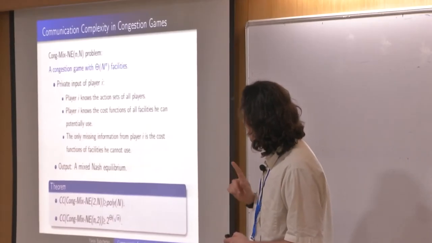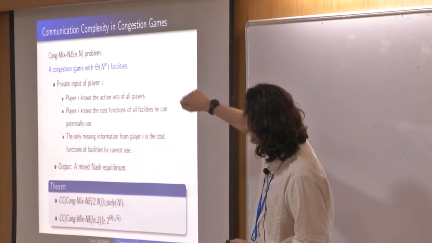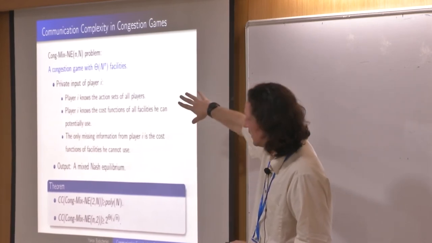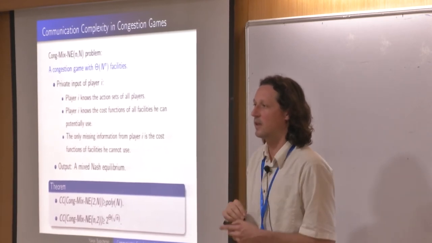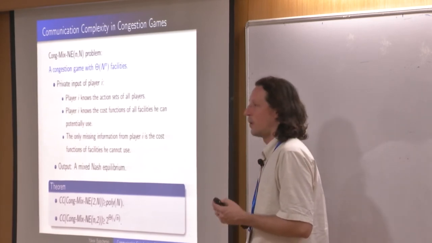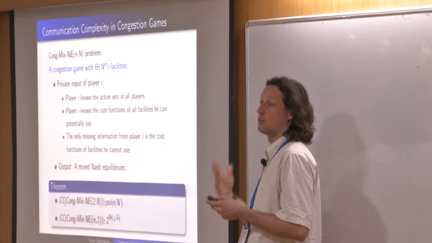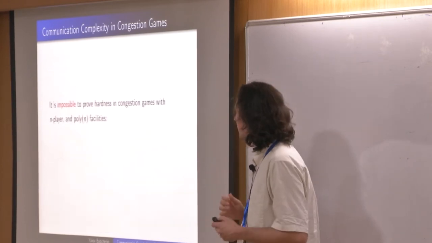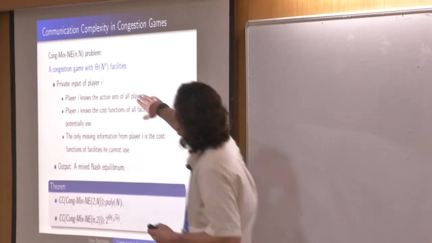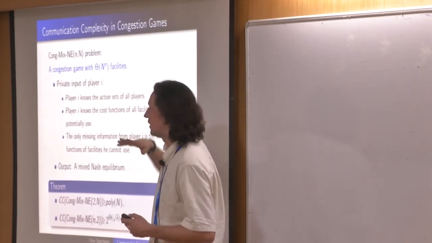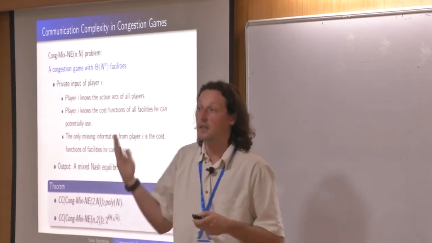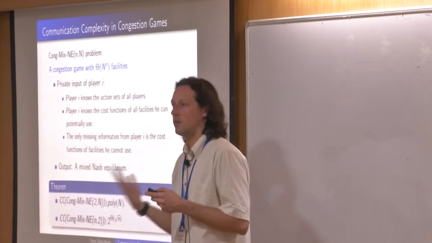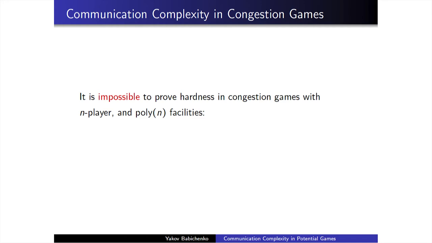Let me point out one more thing. In the game that we have defined, as you can see, we have quite a lot of facilities. Ideally, we would like the number of facilities to be smaller. Let's focus on the case where the number of actions is 2 and we have n players. Ideally, we would like the number of facilities to be polynomial in the number of players rather than exponential. Unfortunately, it is impossible to prove such a hardness result.